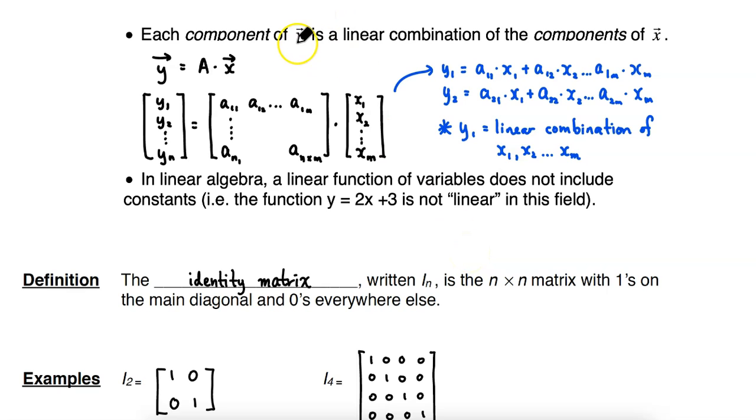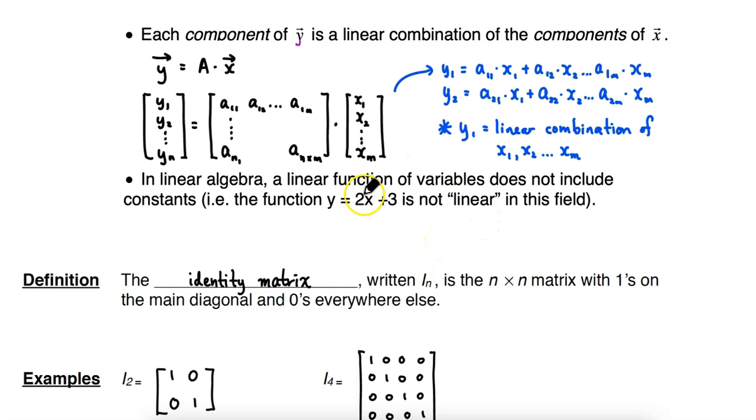All components of y are linear combinations of the components of x. So remember, if we have a linear transformation, it means there exists a matrix such that y equals Ax. And if we look at what this means, we can see that y1 is a11 times x1 plus a12 times x2 and so on. So y1 is a linear combination of x1, x2, x3, through xm, which are the components of x. And likewise, for every row, y2 is a linear combination of x1 through xm, and so on.